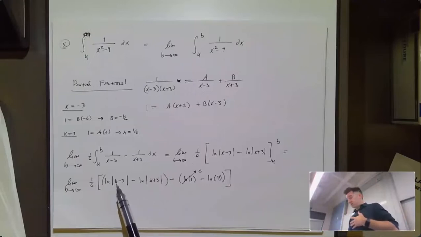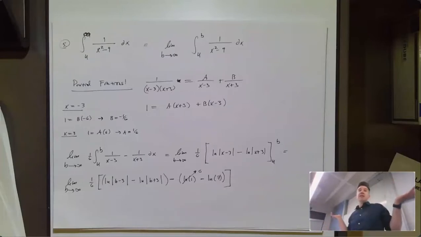This is going to infinity, this is going to infinity. And when you have infinity minus infinity, that limit is indeterminate. We have to do something with it. Right? So we're going to simplify this expression to see what's actually happening.